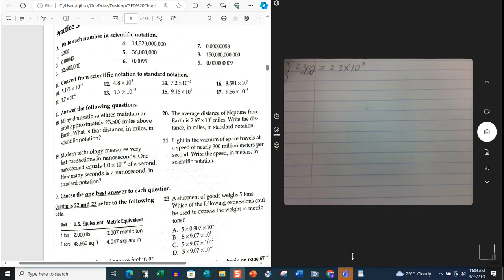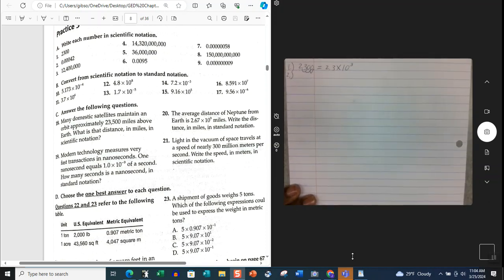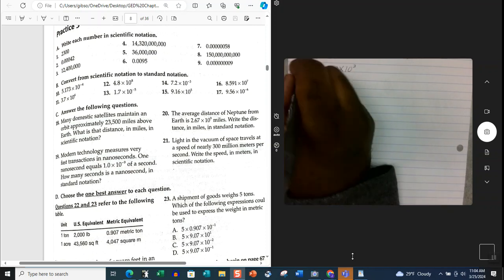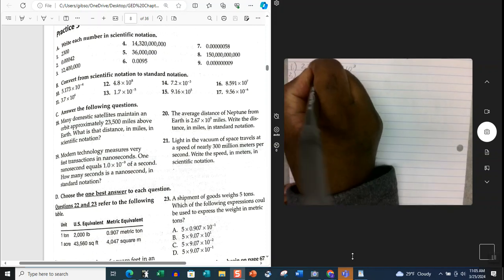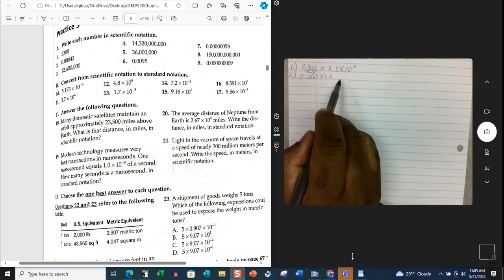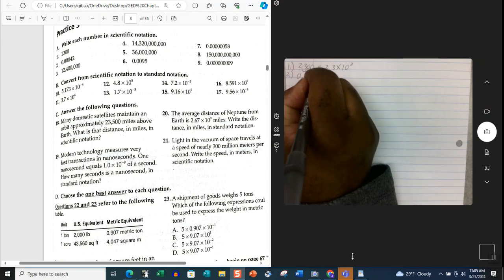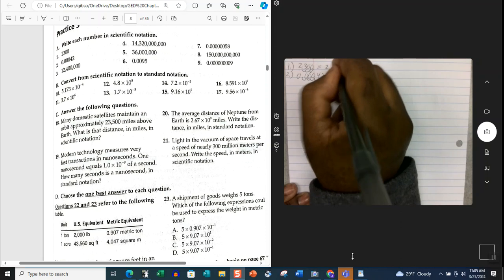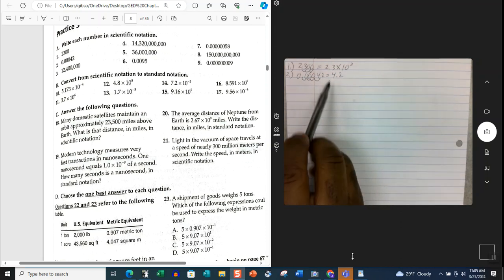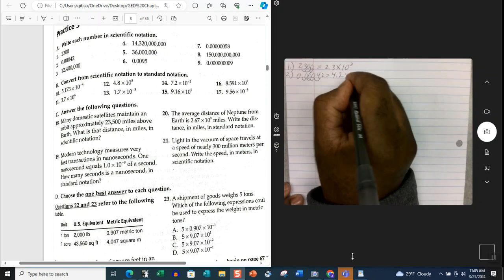I think I need to move this up just a little bit. Yes. Problem number 2. We would have 0.00042, and we want to rewrite this as scientific notation. So we move this decimal 1, 2, 3, 4 places to the right. So now we have 4.2, because again, we have to get one digit in front of the decimal. That's a number from 1 through 9. So that'll be 4.2 times 10.